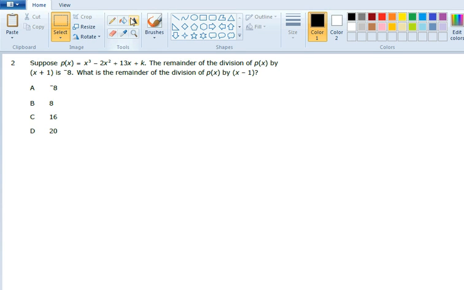Okay, so number 2 from your released MSL has to do with division and remainder theorem. It says suppose p of x is equal to x cubed minus 2x squared plus 13x plus k. So we don't know what this last part is. The remainder of the division of p of x, that's the equation they just gave us, by x plus 1 is negative 8. What is the remainder of the division of p of x by x minus 1?